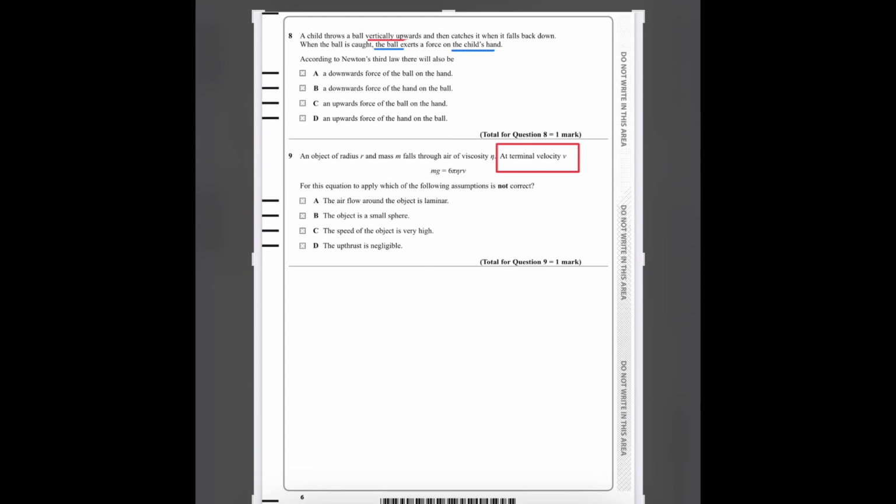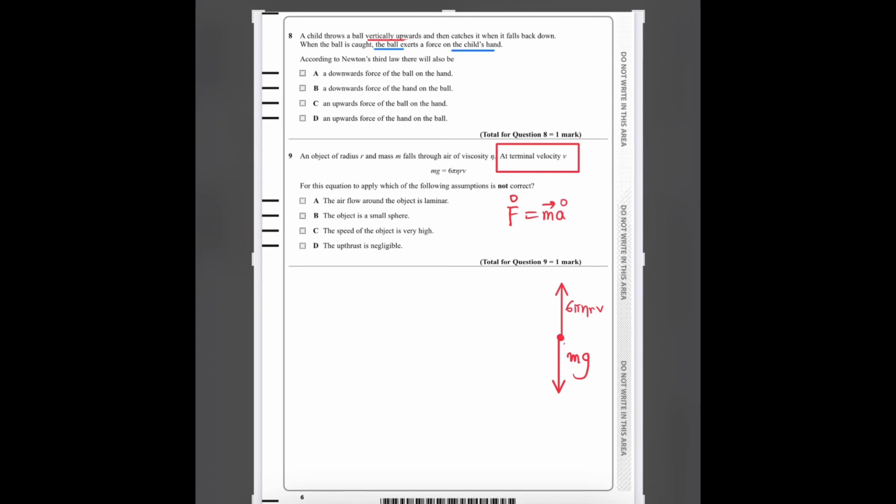If the velocity is not changing with time, the acceleration is zero, right? Since the acceleration is basically the change in velocity by time. So since the velocity is not changing and acceleration is zero with a constant mass, there will be zero force. There won't be any resultant force. So if we draw a free body force diagram, the body will experience weight downwards and drag upwards, right? Drag upwards of 6 pi nrv. So in this case we can prove that mg equals 6 pi nrv under terminal velocity.